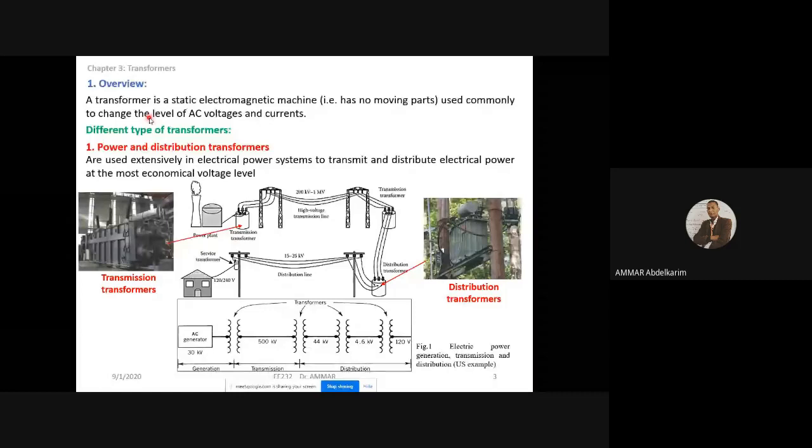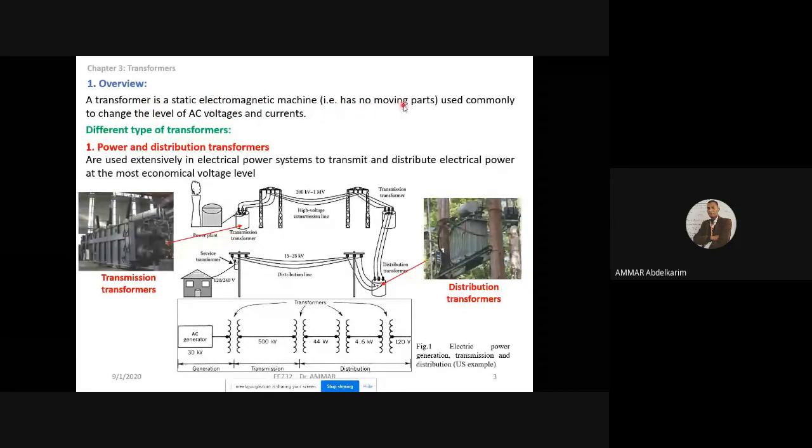So, overview. A transformer is a static electromagnetic machine. The transformer is an electric machine. We said that electric machines are devices that transform energy from electrical to mechanical or from mechanical to electrical. But the transformer is a static machine. We don't have motion. We don't have rotation. So this static electric machine transforms the electric energy from electric form to electric form with different amounts of voltage and current.